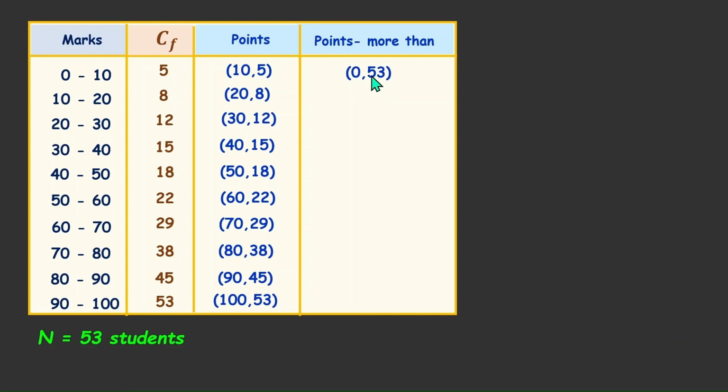So here it's 0, 53. The second point would be 10, the lower boundary, and 48, which is the total frequency 53 minus 5. And so on. These are the points that we will get.